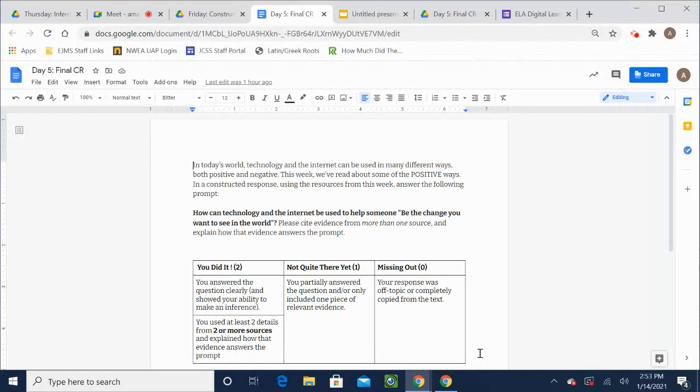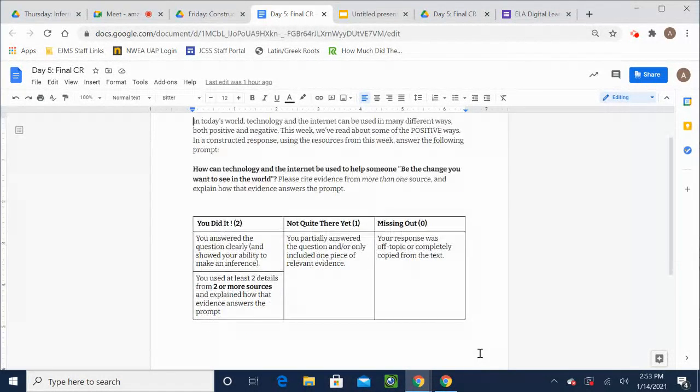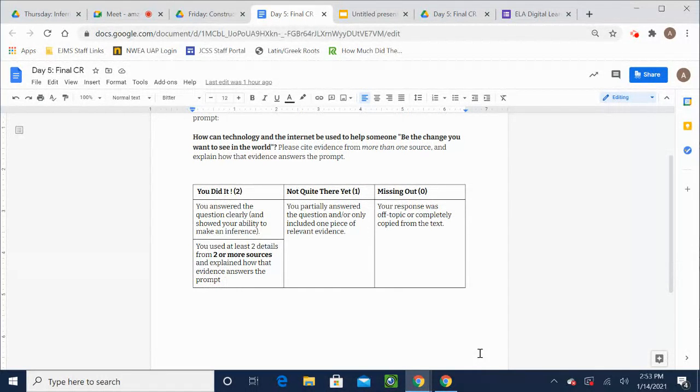Just one single paragraph. Okay, so your prompt is, in today's world, technology and the internet can be used in many different ways, both positive and negative. This week, we read about some of the positive ways. In a constructed response using the resources from this week, answer the following prompt. How can technology and the internet be used to help someone be the change you want to see in the world? Please cite evidence from more than one source and explain how that evidence answers the prompt.